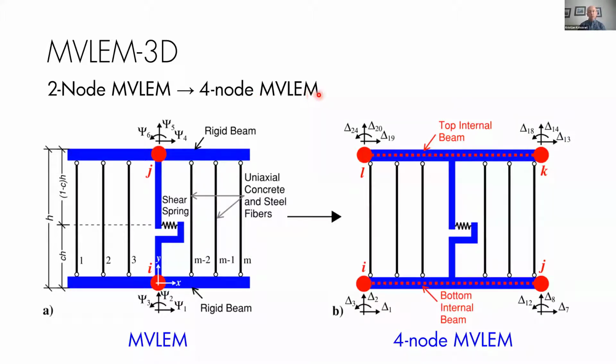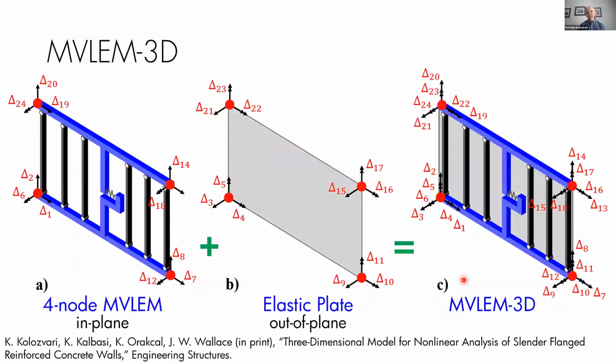How do we extend the 2D to 3D? Well, conceptually, it was fairly simple. We just basically said, okay, we had 2 nodes. Let's convert this 2-node element into a 4-node element. In order to do that, we added some internal beams to basically interpolate the deformations and strains in this type of element. So that was step number 1. And then step number 2, we needed to add some out-of-plane stiffness. The simplest thing for starters is basically to add an elastic plate element, so basically an elastic out-of-plane behavior.